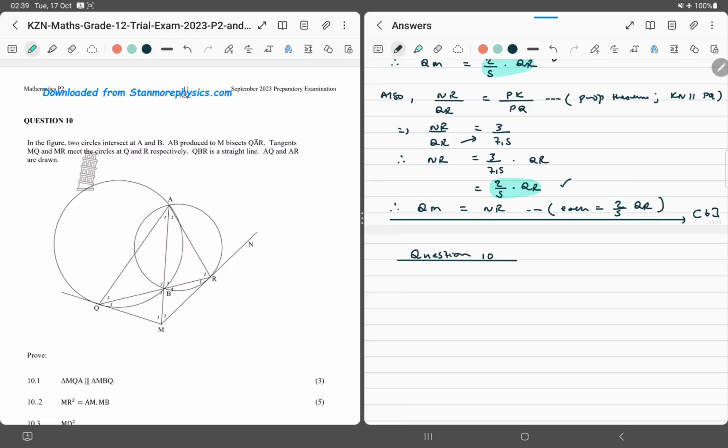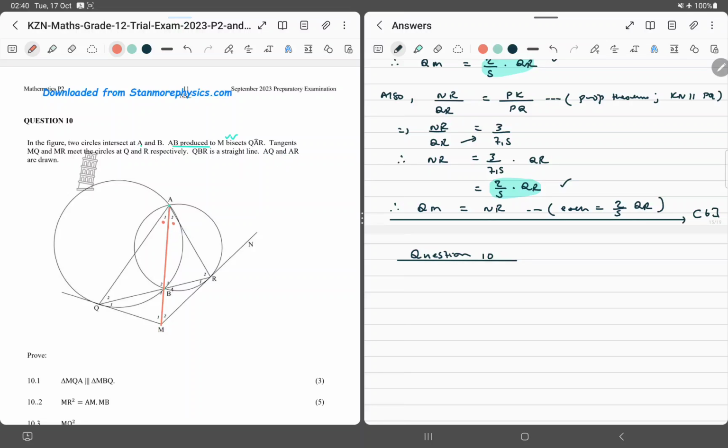In the figure, 2 circles intersect at A and B. So there's the stuff there. A and B, and then AB produced to M. Okay, this line right there. If we produce it to M, it means we're making it a straight line. It bisects QAR. If it bisects QAR, it means this angle here is equal to that angle.